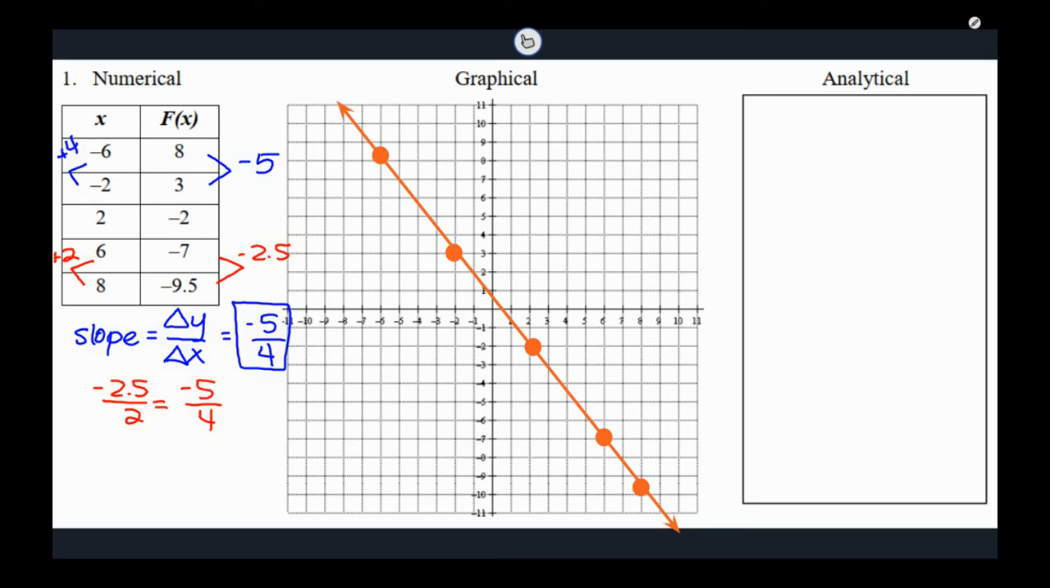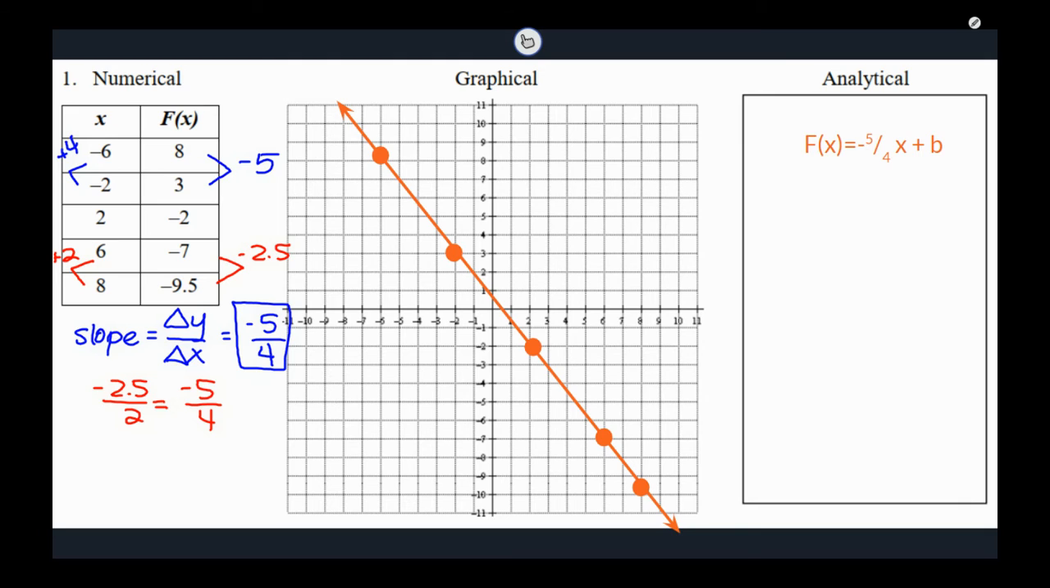Okay, so now we have our graph, and analytical is talking about the equation. Do I have the equation of this line yet? Nope, I do not, but I do have the slope, right? So I can set it up as f of x equals -5 over 4x plus b, where b is the y-intercept. Is that an easy y-intercept to figure out? Like, can I just look at the graph and pick it? Sadly, no.